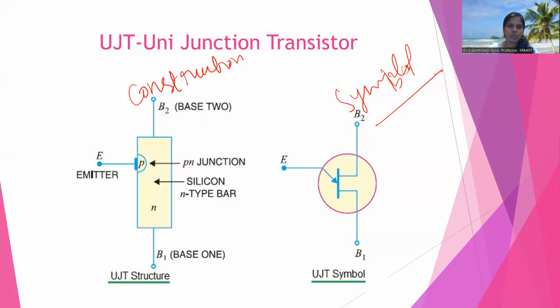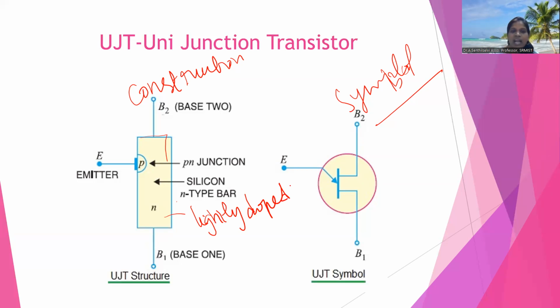For constructing a UJT, a unijunction transistor, we take one N-type silicon bar. This yellow color is the N-type silicon bar. This silicon bar is lightly doped. Then in the silicon bar, we add two terminals, base 1 and base 2, that is B1 and B2. Remember that the N-type silicon bar is lightly doped.